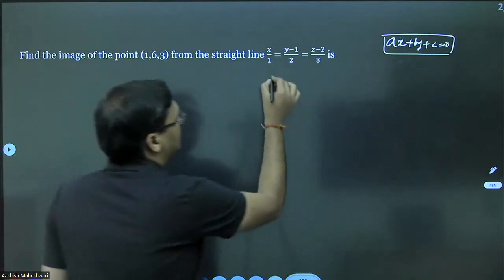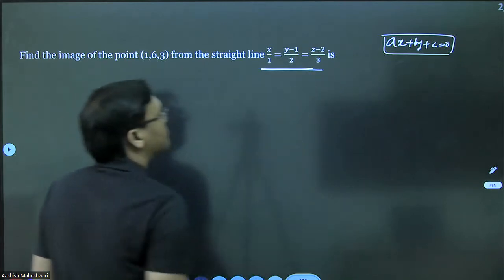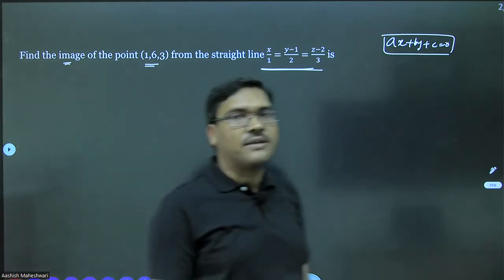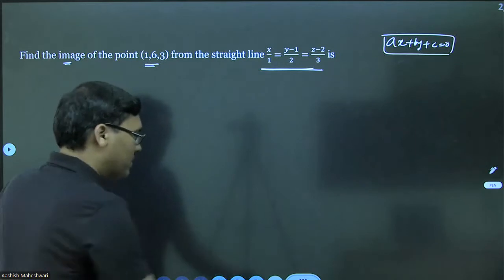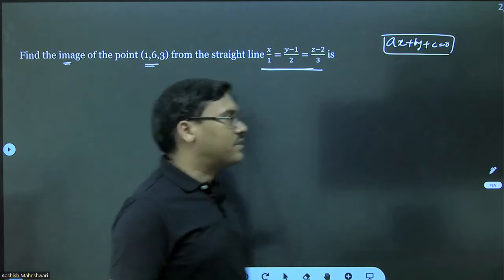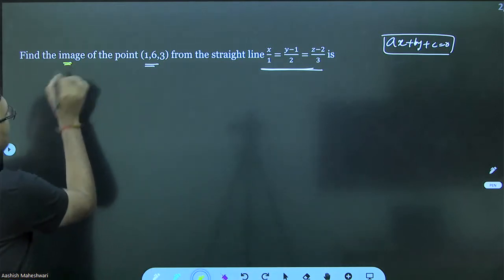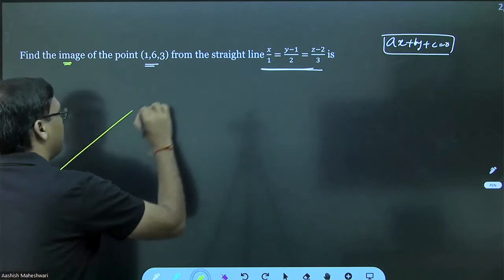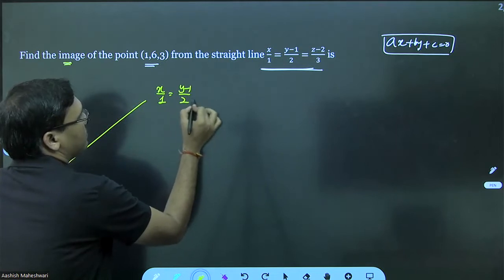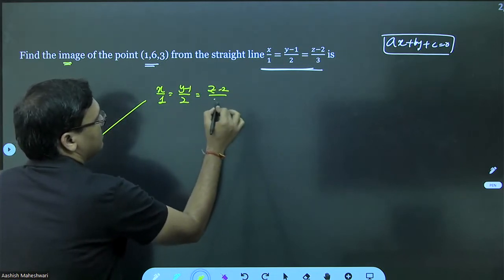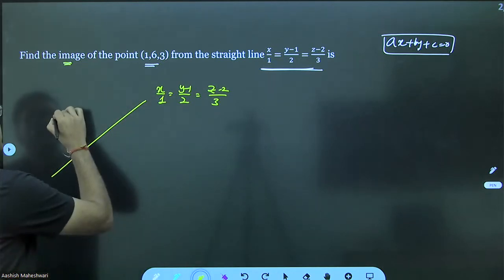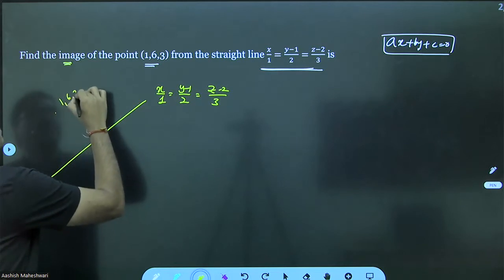But if you talk about 3 dimensions, if you have a straight line in 3 dimensions and some point, and you have to find the image of this point from the straight line, then you have to think a little bit here, because we don't directly have a formula for this. Now see, let's say this is the straight line in 3 dimensions, given as x by 1, y minus 1 by 2, z minus 2 divided by 3. We have to find the image of some point, let's say the point (1, 6, 3).